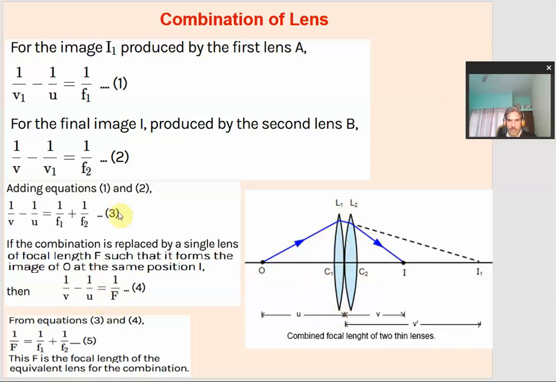So from equation number 3 and 4, we see that this left hand side, 1 upon V minus 1 upon U, is nothing but 1 upon F, the focal length of this combination. So we get the focal length of the combination to be the rest, 1 upon F1 plus 1 upon F2. So this is the relationship to find out the focal length of the equivalent lens. So these two lenses together, placed in contact with each other, will produce the effect of one single lens whose focal length is given by this equation.